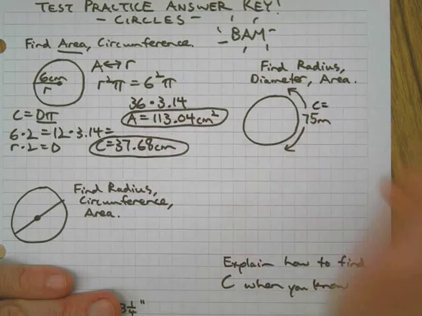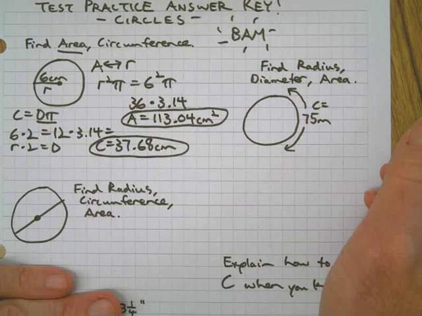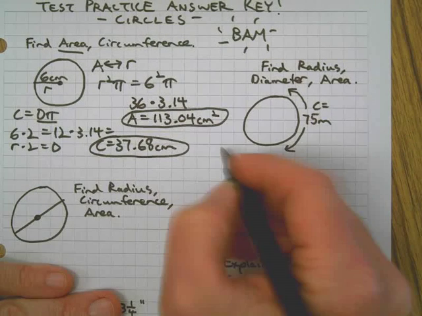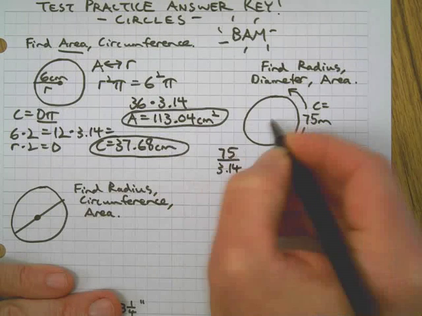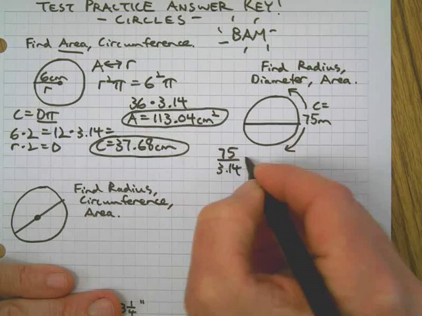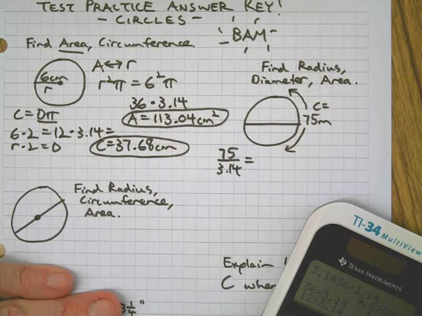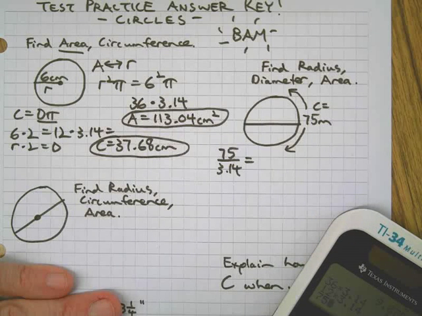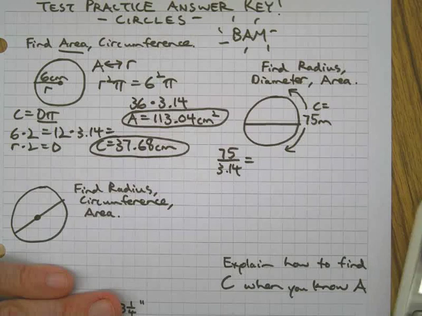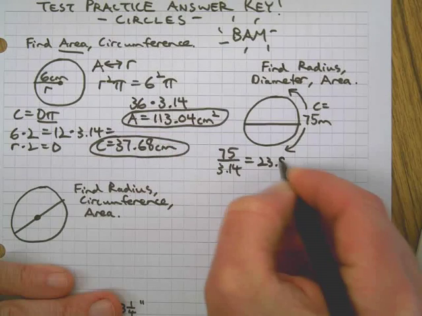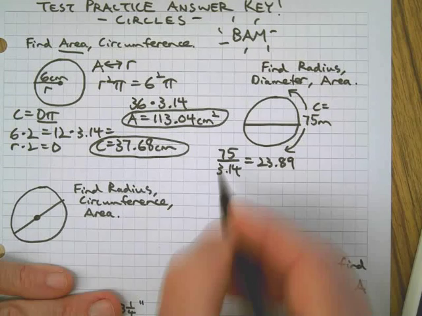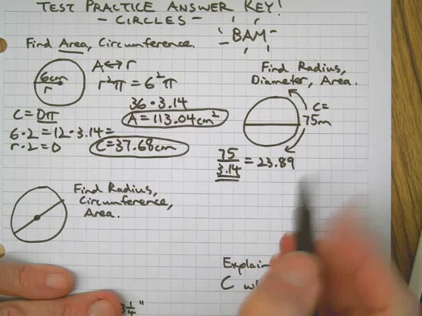Here we have the circumference. We need to find radius, diameter, and area. Circumference divided by pi is going to get you back to the diameter. Okay, you can see that you can tell it's going to be a little more than 25, maybe 30. Or maybe less than 25. How about that? 23.89. Okay. And remember, I'm using 3.14.